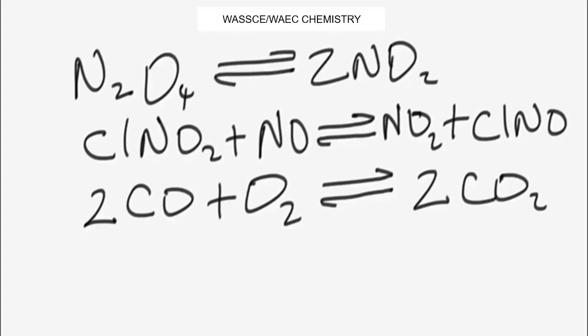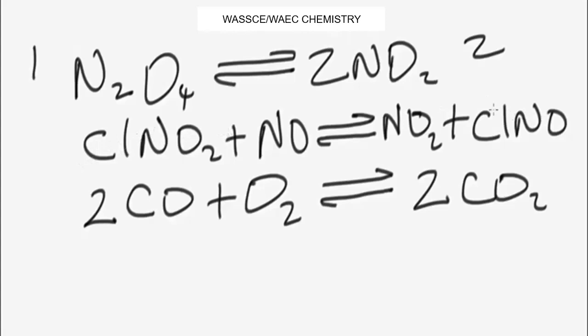Now, as we all know, for pressure effect, it involves equilibrium of gases. Let's begin with this first reversible reaction we have here. An increase in pressure will cause the equilibrium position to shift from the right to the left, favoring the backward reaction, because at the right we have 2 moles of gas and here we have only 1 mole of gas. So it will shift from the right to the left, favoring a backward reaction.